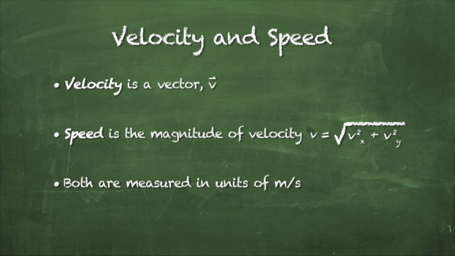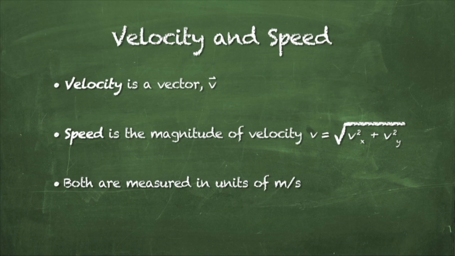Being the magnitude of the velocity, the speed is related to the x and y components of velocity by the Pythagorean theorem. In other words, speed is equal to the square root of the x component of velocity squared plus the y component of velocity squared. However, both speed and velocity have the same units, meters per second. Speed and velocity do tell you the number of meters that you're moving per second.